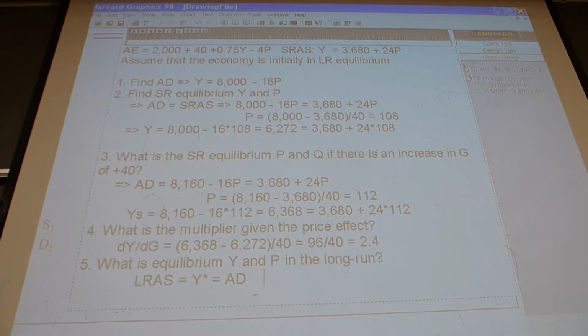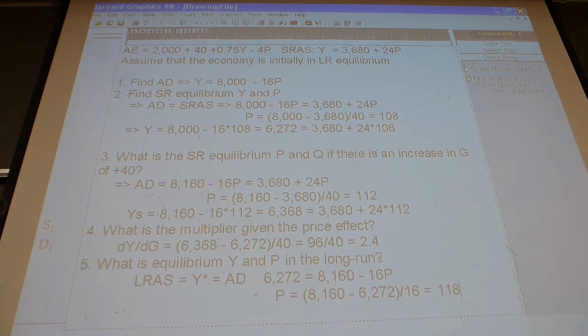So in our case, 6,272 equals the new AD, 8,160 minus 16P. So it turns out P equals 8,160 minus 6,272, divided by 16. What is the number? There. 118?